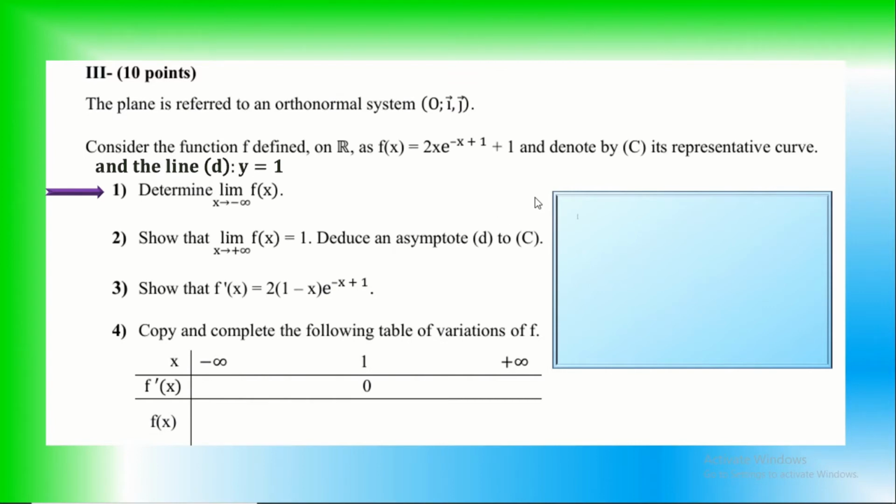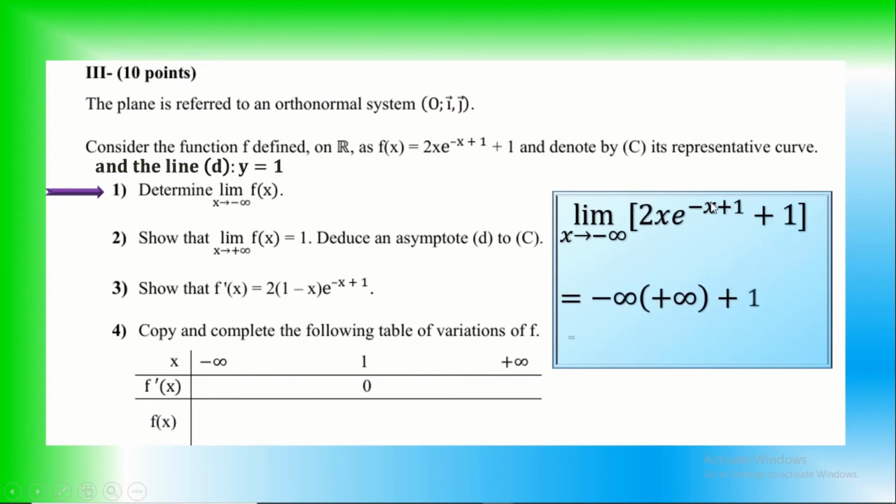Well, note that as x tends to minus infinity, we have x tending to minus infinity, while here minus x will tend to plus infinity, so minus x plus 1 will tend to plus infinity. Then exponential of minus x plus 1 will tend to plus infinity. Well, plus infinity times minus infinity gives us minus infinity. Minus infinity plus 1 remains minus infinity. So the limit of f of x as x tends to minus infinity is minus infinity.